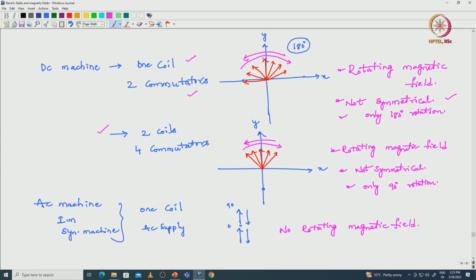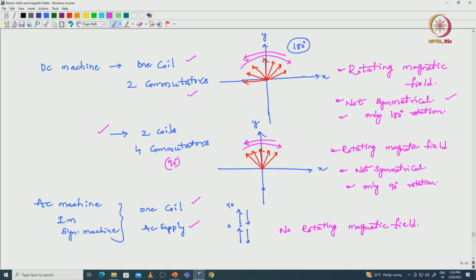Similarly, with two coils and four commutator segments, and 90 degree commutator span, we have seen that here also a rotating magnetic field exists and it is not symmetrical, only a 90 degree span of rotation we have observed. So, we have concluded that in DC machines there is a rotating magnetic field, but it is not symmetrical.